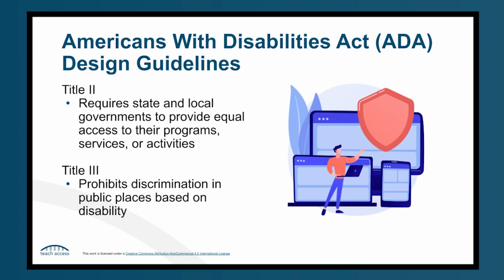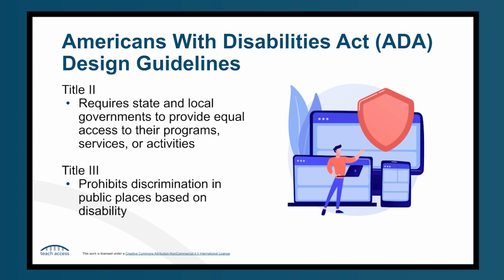The Americans with Disabilities Act, or ADA, is a U.S. civil rights law passed in 1990 that protects people from discrimination based on disability. 508 compliance provides accessibility for digitally published material within government agencies and entities. The ADA is divided into 5 titles, but we will focus on Title II and Title III. Title II requires state and local governments to provide equal access to their programs, services, or activities.